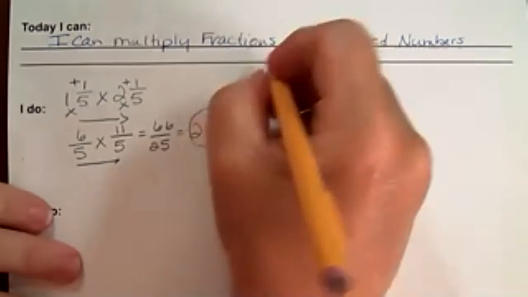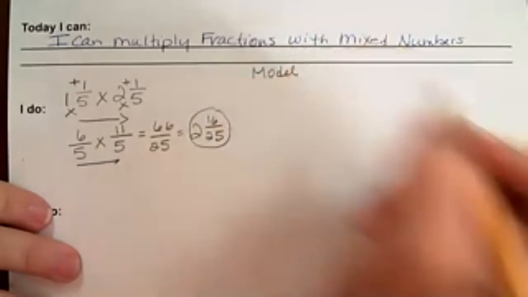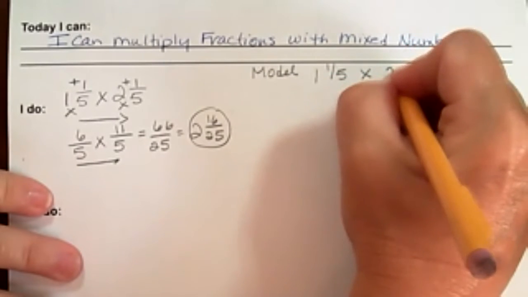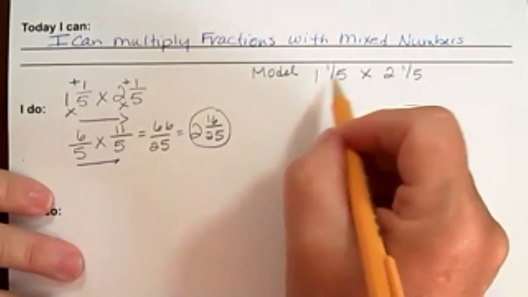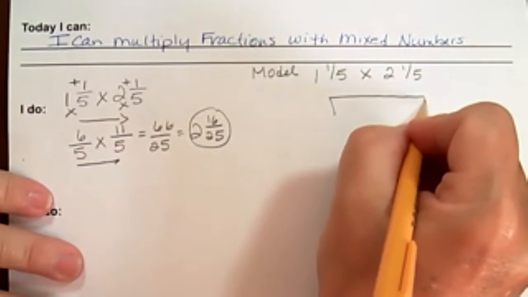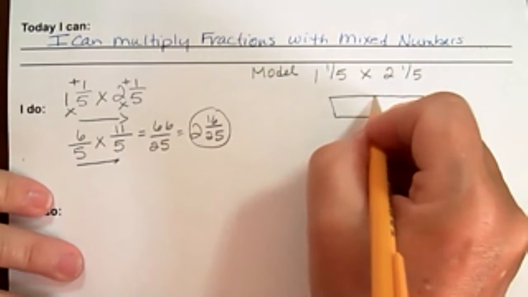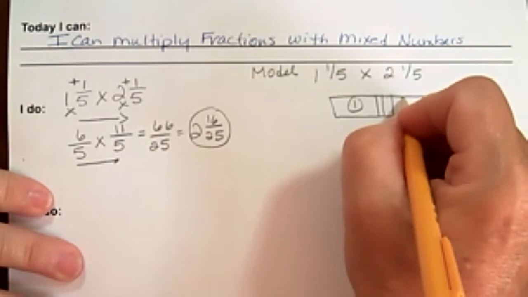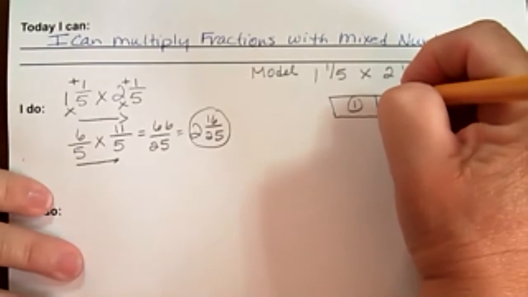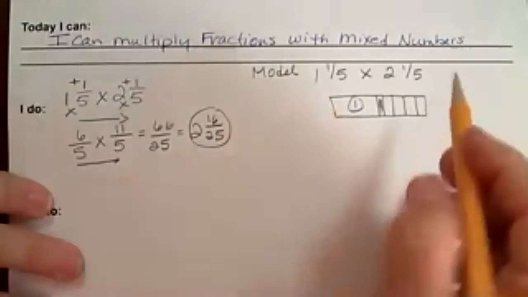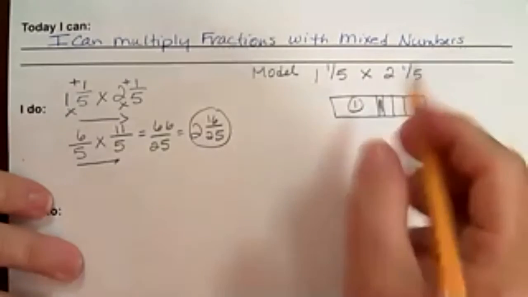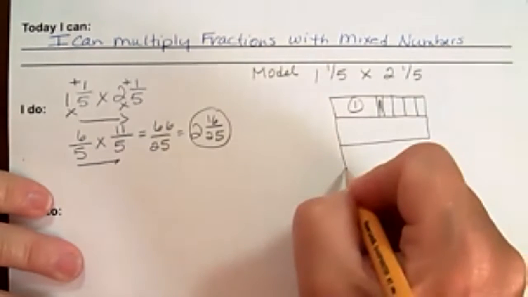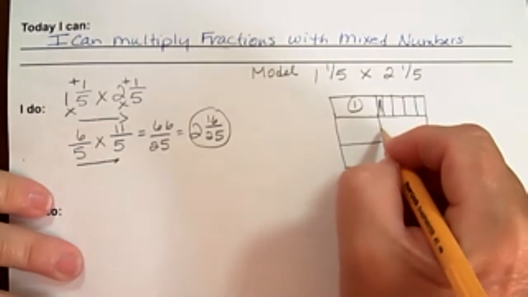Now, as in previous videos, I'm going to model this as well. So we've got 1 1/5 times 2 1/5. So I'm going to model 1 1/5. So here's my 1. And then I'm going to divide this section up into 5s. And so there I have 1 1/5. Now we're going to multiply it by 2 1/5, but we're coming this way. So I've got to have 2 and then 1/5 of another one. But these lines have to come down like this.